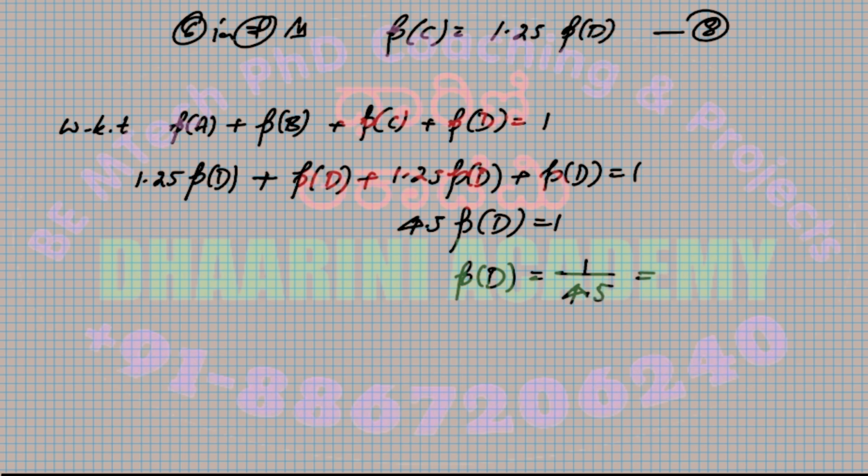Please calculate. So this is equal to 0.4. Then this means I can actually calculate P of A directly. So P of A is equal to 1.25 times P of D, 1.25 into 0.4.